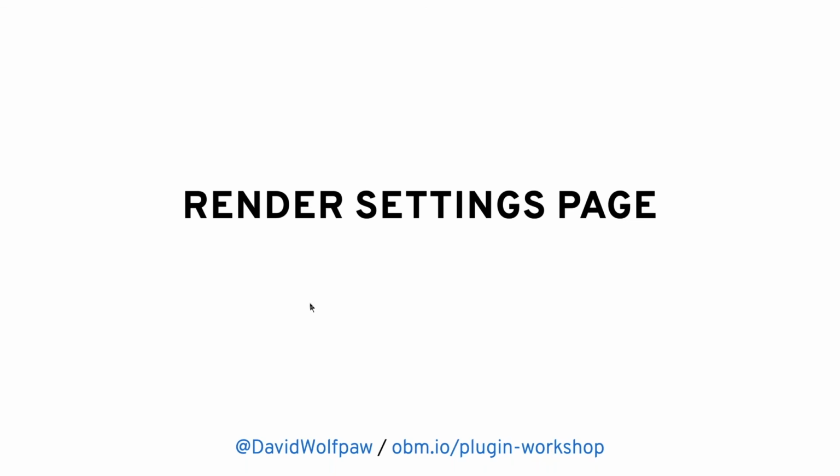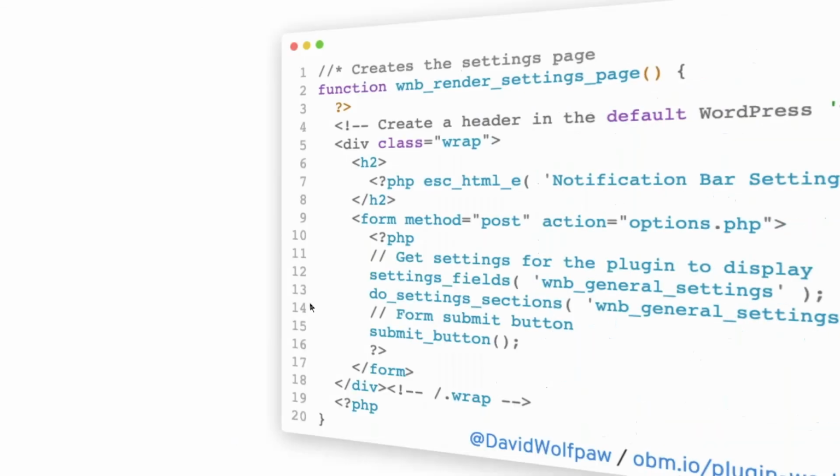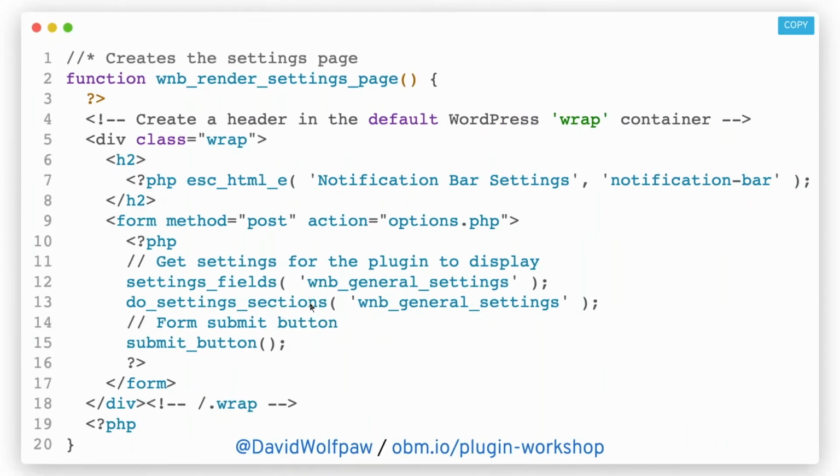All right, so the next step is going to be to render our settings page. So we have this function that we're creating, WNB render settings page. As a reminder, that is the callback that we put in the add submenu page function. And we're going to write a little bit of HTML here. By default, WordPress uses a div called wrap to wrap all of the contents for a settings page. So I'm going to be using that same div. That way I can take advantage of all the styling that's built into WordPress pages.